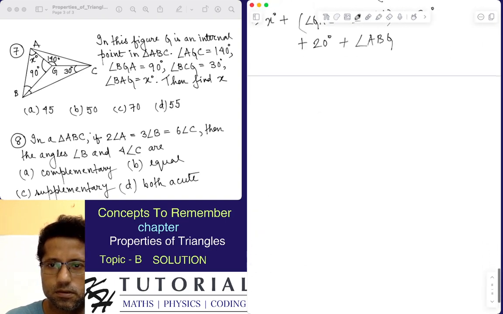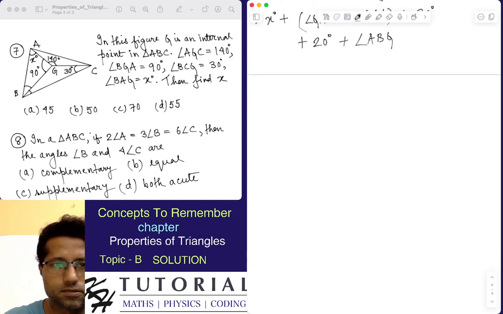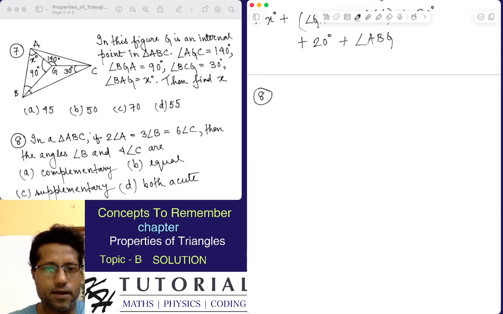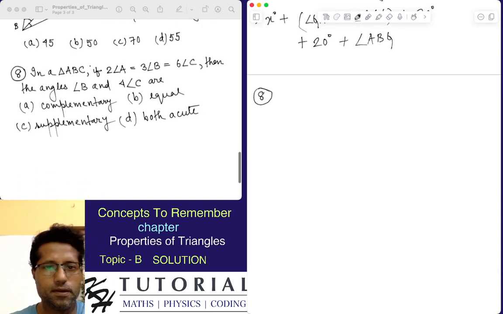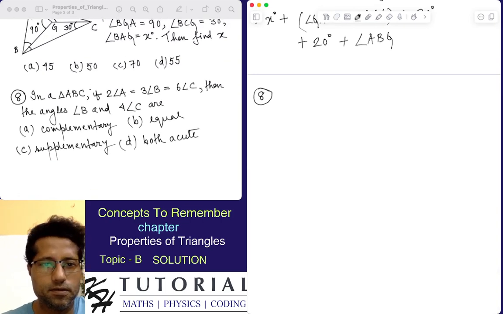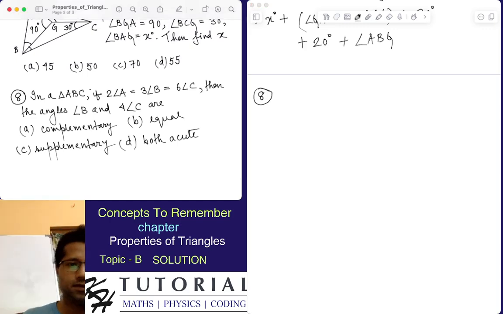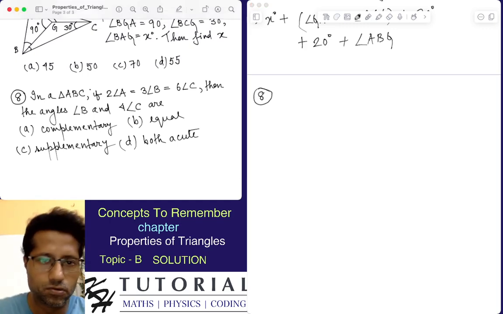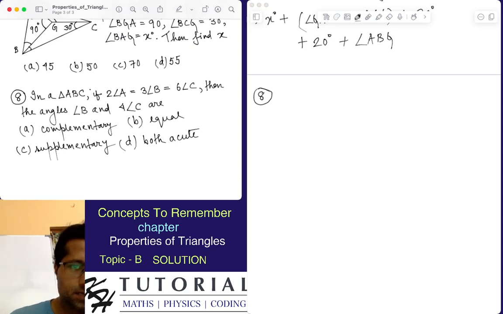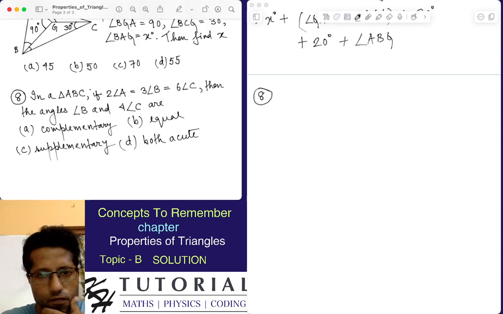Let's do the rest. Problem number 8. In a triangle, how many problems are left? Only 8. In a triangle ABC, it is given that twice angle A is equal to thrice angle B is equal to 6 times angle C. Then the angles B and 4 times angle C are complementary, equal, supplementary, or both acute.